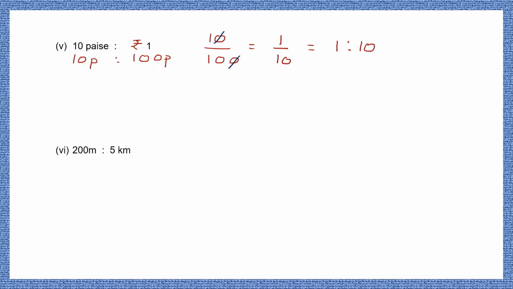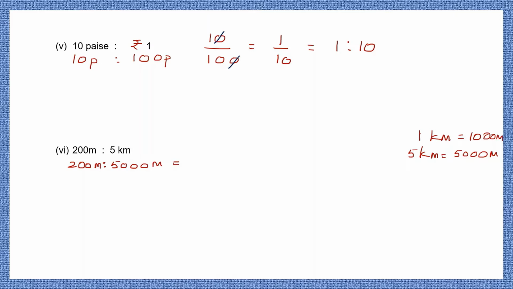Question 6. 200 meters and 5 kilometers. Now we know 1 kilometer has 1000 meters. Therefore, 5 kilometers will have 5000 meters. So here, let me write 5000 meters because I've converted kilometers to meters. Now, why did I do that? I want to get the same unit on both sides. So 200 meters, 5000 meters.